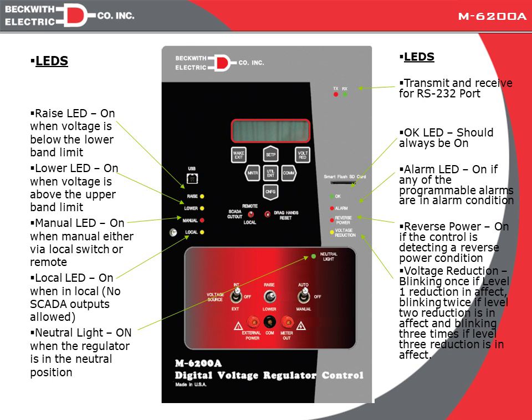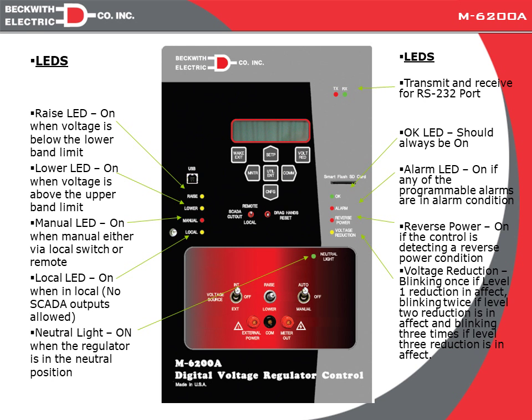On the other side, if we start at the top, we have a transmit and receive, which is for the 232 port. And they'll be flashing if your 232 port has activity on it. We have an OK light that should be on all the time. We have an alarm LED that we're going to discuss in a few slides, but it basically is an indication that something's in an abnormal condition. We have a reverse power LED that'll be on if the control is in reverse power mode, and a voltage reduction LED that if it is on, it indicates you are in one of the three stages of reduction.